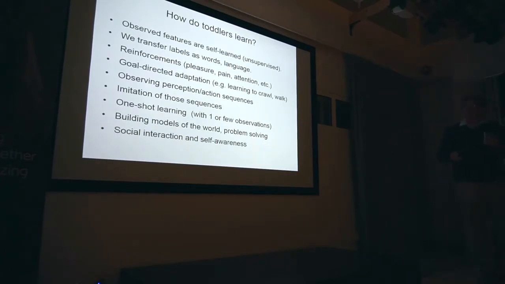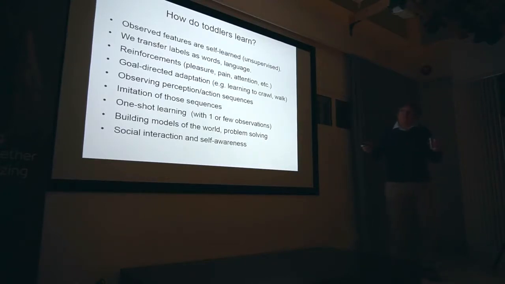I would argue that most of what toddlers do is unsupervised or reinforcement learning. We don't teach toddlers how to see. They learn to see. What we do is we tell them what the labels are. What is it they're seeing? How is it associated with other things?